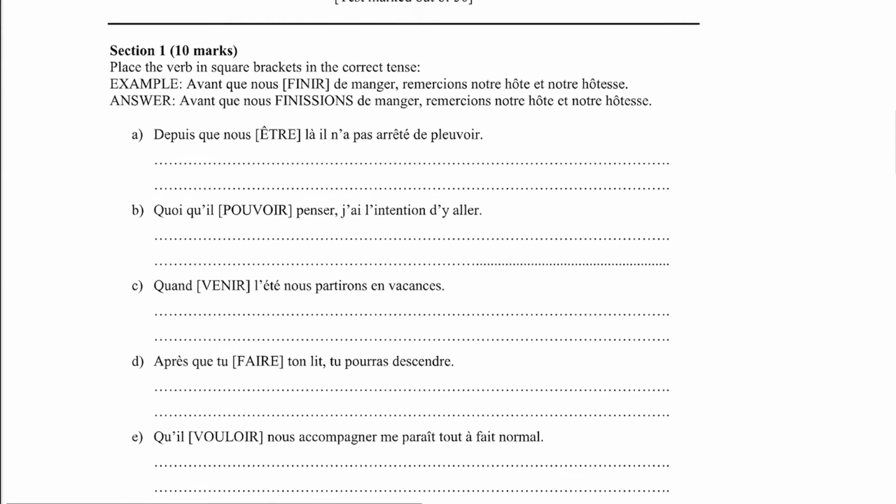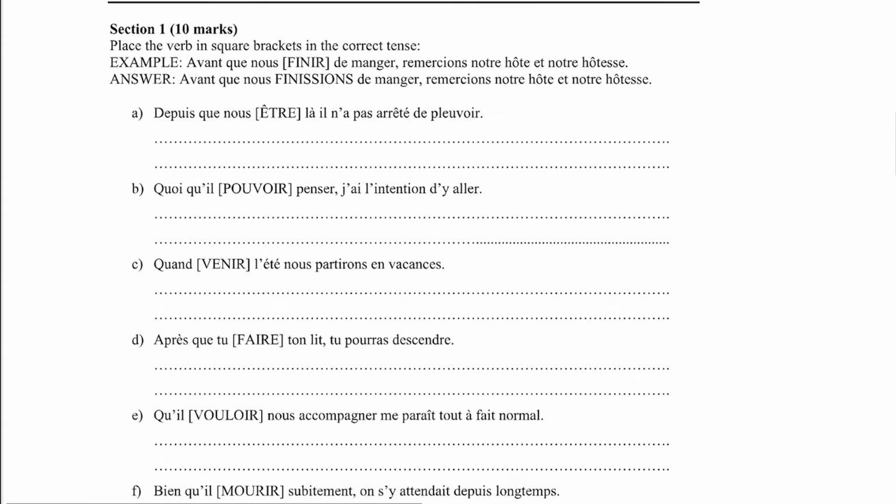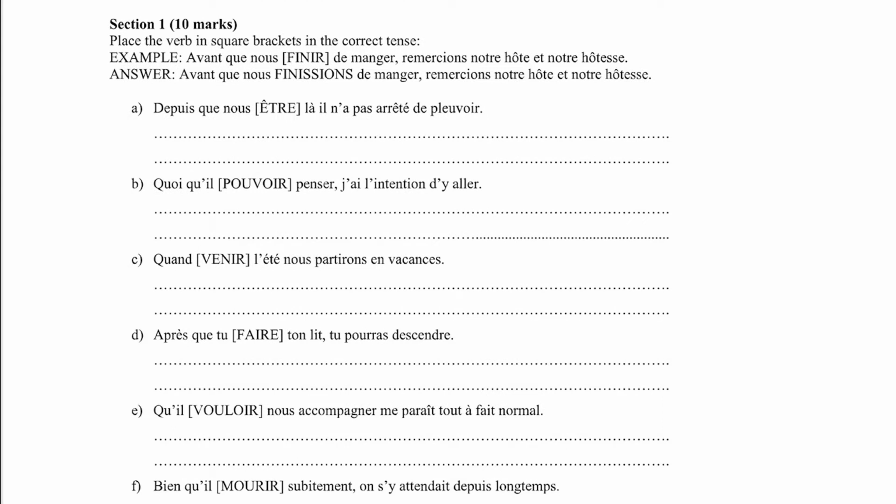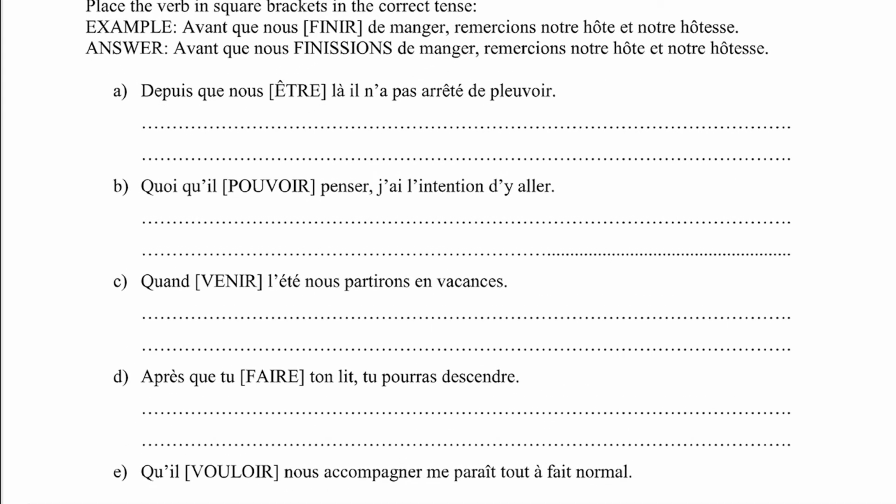Okay, so section 1. Now this is starting to look more like the style of paper that you get today. I know we said the 2008 paper had some things on it that don't appear anymore. Okay, first question, and it requires you to take this infinitive and to put it in the conjugated form of the verb, the finite verb, which we need. So, depuis que nous something là, il n'a pas arrêté de pleuvoir.